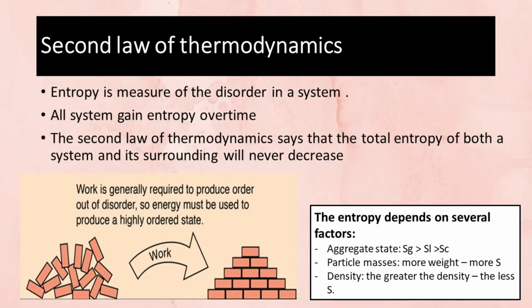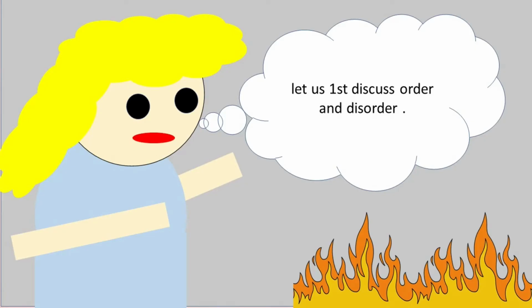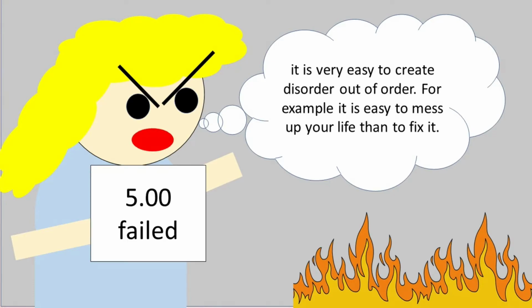The second law of thermodynamics states that entropy is a measurement of the disorder in a system. All systems gain entropy over time. The second law of thermodynamics says that the total entropy of both a system and its surroundings will never decrease. Let us discuss order and disorder. It is very easy to create disorder out of order. For example, it is easier to mess up your life than to fix it.